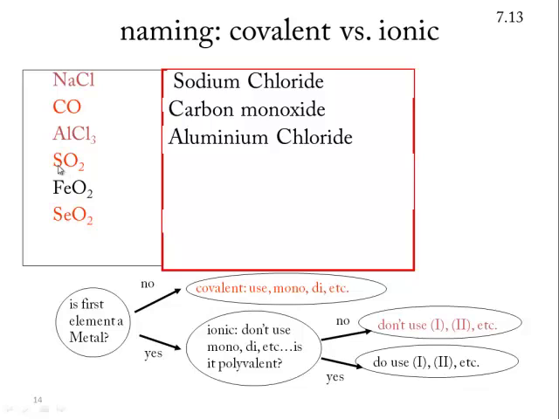Try this one. What do you like? Well, ask yourself, covalent or ionic? There's no metal present, so it's covalent, so we do use mono, di, tri: sulfur dioxide. This guy? Is it just iron dioxide? No, there's metal present, so we use the ionic system, which is no mono, di, tri. However, you do use the Roman numerals if it's multivalent, and iron is. Therefore, iron 4 oxide.